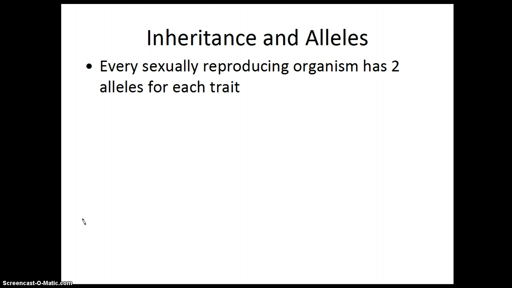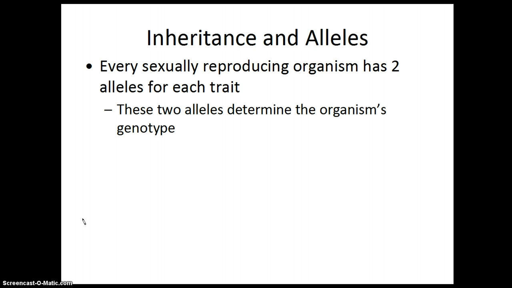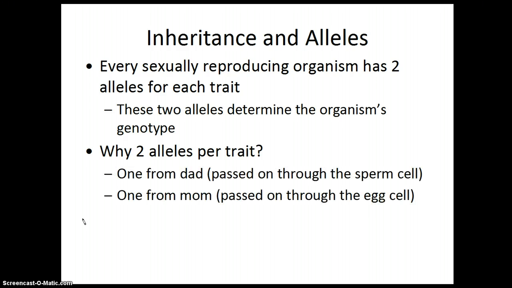Okay, we said last time that for every sexually reproducing organism like humans, there are 2 alleles for every trait. The way those 2 alleles interact determines the organism's genotype. And then we said, why are there 2 alleles? Hopefully you remember, one came from Dad. So Dad gave us 1 allele for every single trait through the sperm cell, and Mom gave 1 allele for every single trait through the egg cell. So that's why we have 2 pieces of DNA that we call alleles for every single gene, and those make all of our traits, all of our inherited traits.